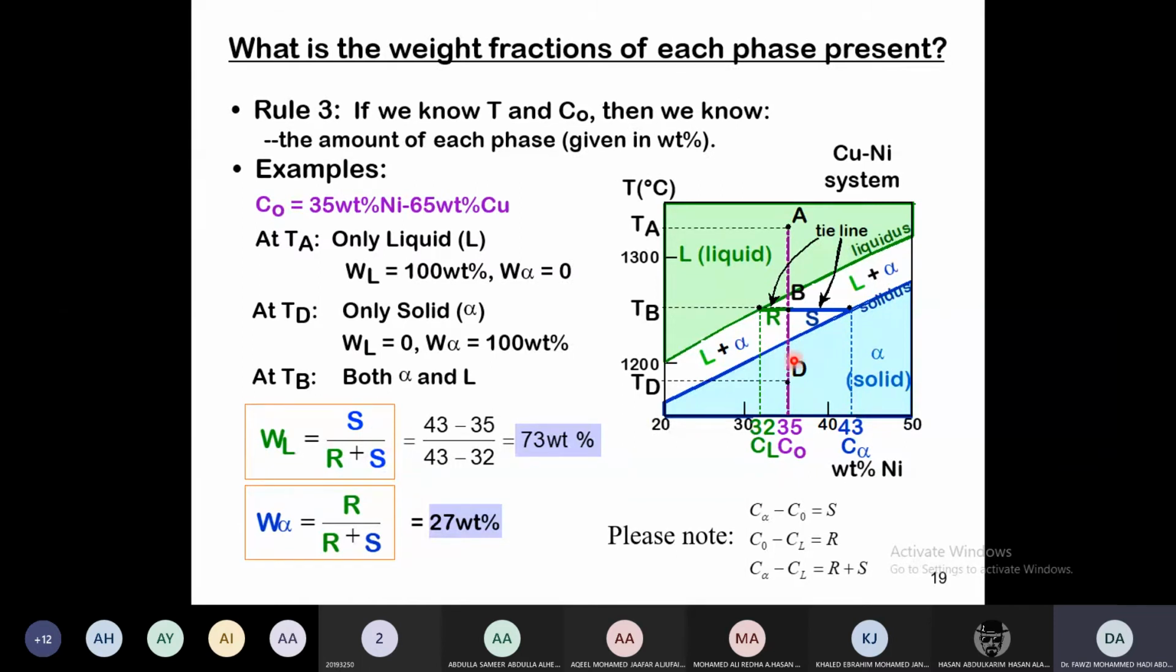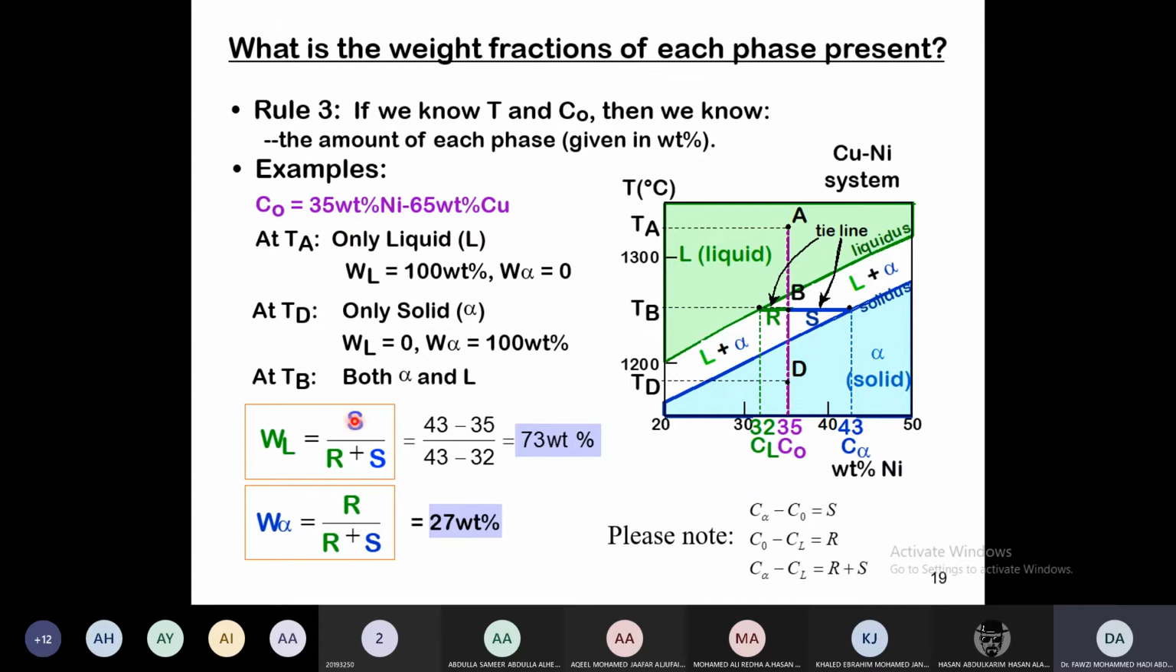Unlike determining the composition, where we intersect with the liquidus line and find the liquid composition, for the proportion you take the far segment from the liquidus line. So it is S divided by S plus R. And if you wanted the proportion of the solid, you take R divided by R plus S. It's the opposite: the far segment from the solidus line divided by the total tie line segment.